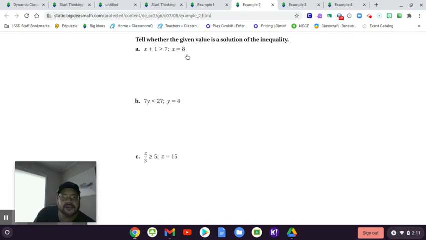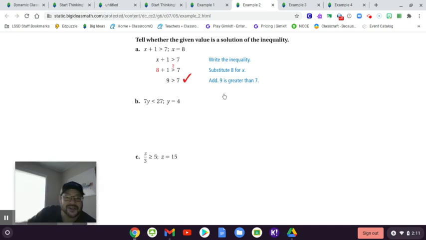So now tell whether the given value is a solution to the inequality. So x plus 1 is greater than 7. Is x equals 8 a solution to that? If you said no, you are correct, because when you plug in 8 into that inequality, 8 plus 1, wait, did I say no? I meant yes. 8 plus 1 is 9, and 9 is greater than 7. So if you said yes, you are correct.